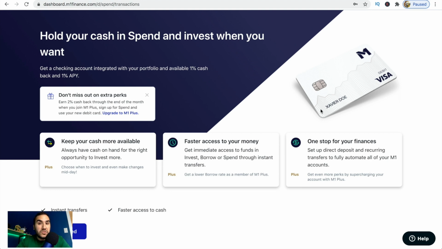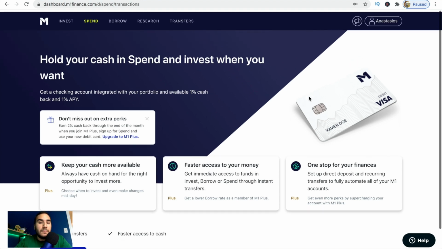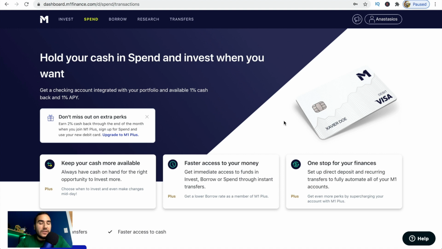Do I personally use it? No, but that doesn't mean it is bad, right? 1% at this point is pretty decent. I mean, I've seen other accounts go under 1%. Some of the high yielders have over 1%. So you really have to weigh out your options and see if this 1% with M1 Finance and the 1% cash back is worth it for you.